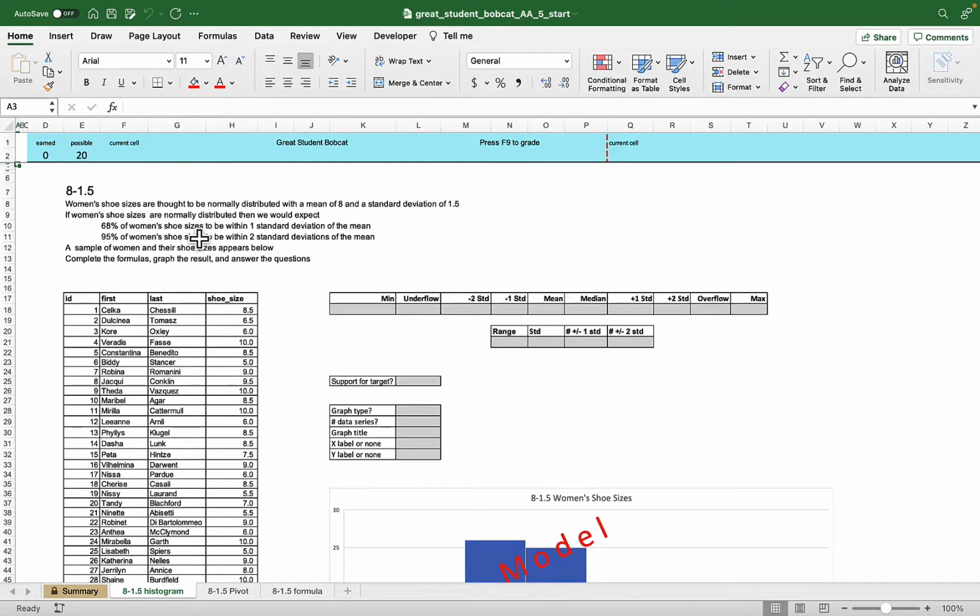And 95% of women's shoe sizes to be within 2 standard deviations of the mean, which would be anywhere from a shoe size 5 on the low end, and then you add 2 standard deviations, or 3, to 11 on the upper end. A sample of women and their shoe sizes appears below. Complete the formulas, graph the result, and answer the questions.